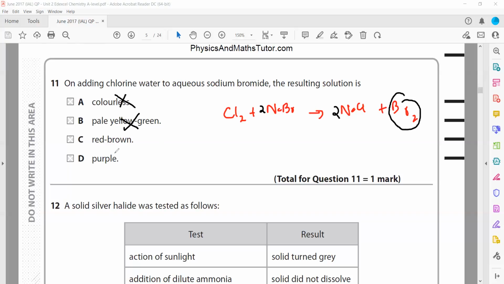It won't be purple. Purple, if iodine is there in the presence of starch, it will be blue-black, not even purple. So that's why red-brown, C, is the right answer. Even if, instead of red-brown, it was written orange, then you would select orange, because aqueous bromine is orange in color, pure bromine is red-brown.